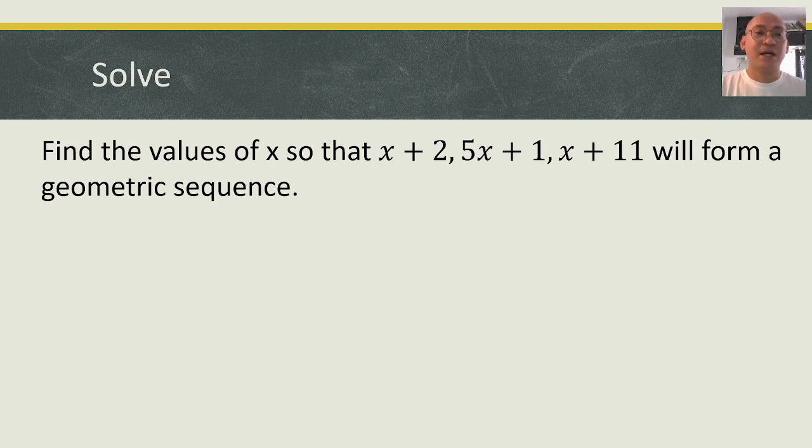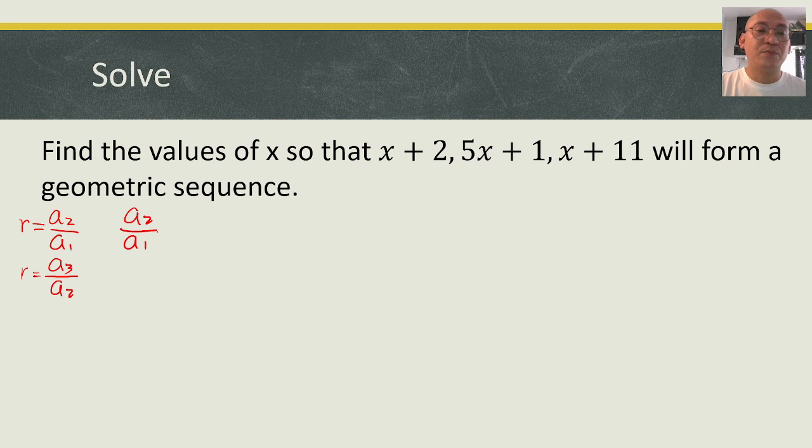For example, find the values of x so that x plus 2, 5x plus 1, x plus 11 will form a geometric sequence. As we are saying that we will use the common ratio, we have to recall that finding the common ratio is to get the ratio of two consecutive terms of the given sequence. So we have the second term divided by the first term, or we can say the third term divided by the second term. We can use these two values of r as they are equal.